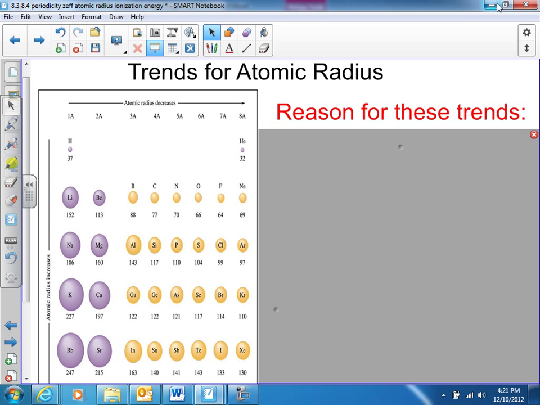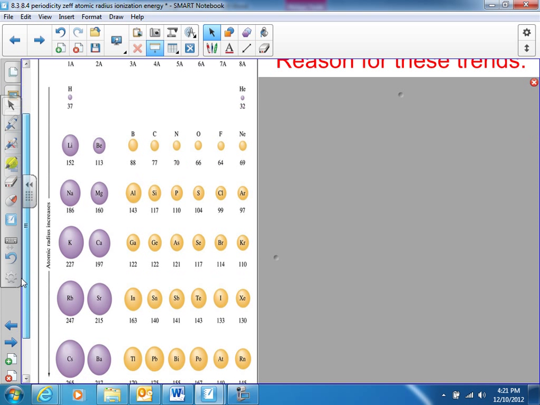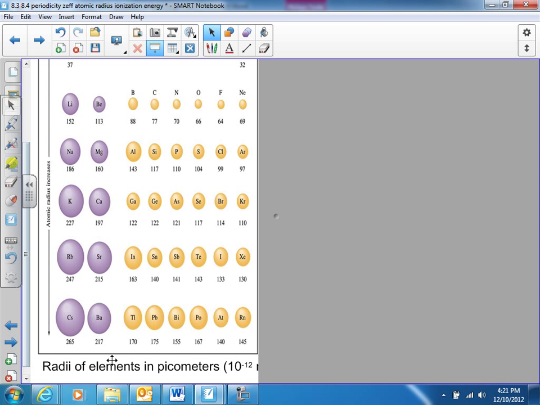We are now going to look at the trends for atomic radius. So I've given you this chart, and it shows you the trends. As you go to the right, the atomic radius decreases for the elements, and you can actually see these different radii. Also, down here we have the radii of the elements in picometers, 10 to the minus 12 meters.